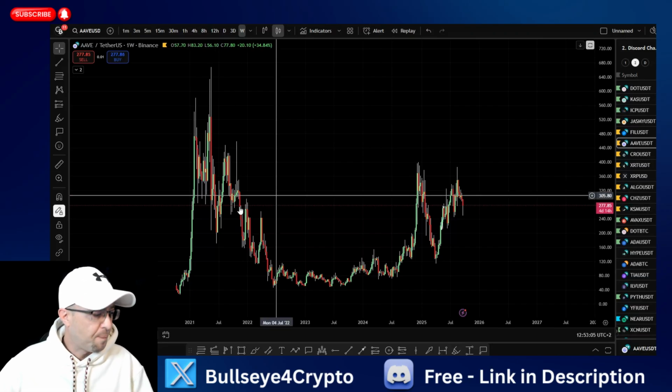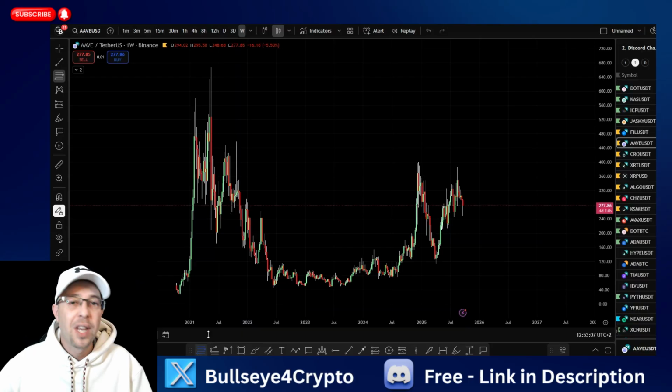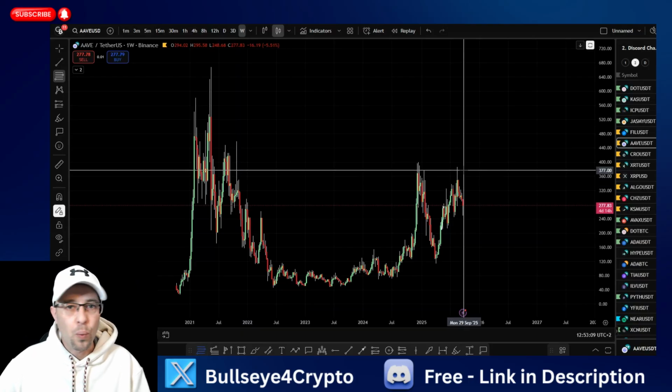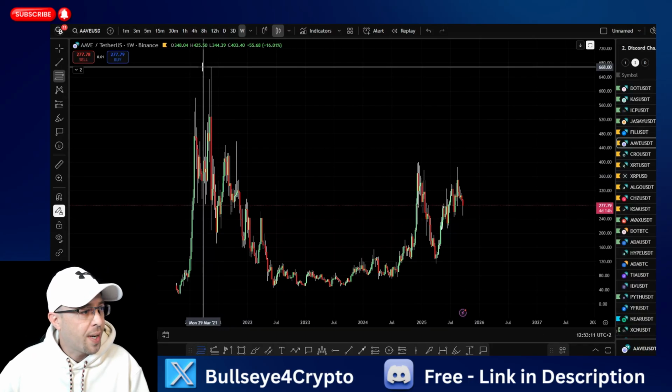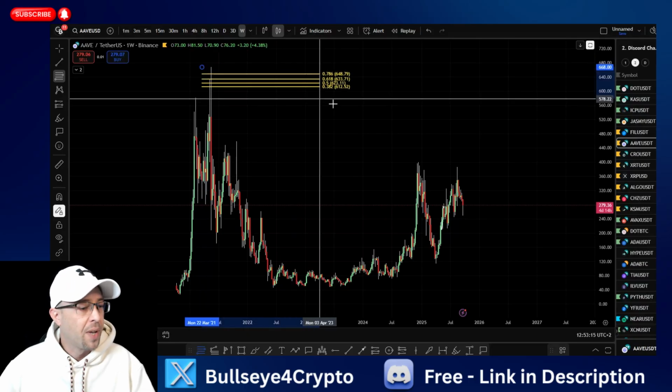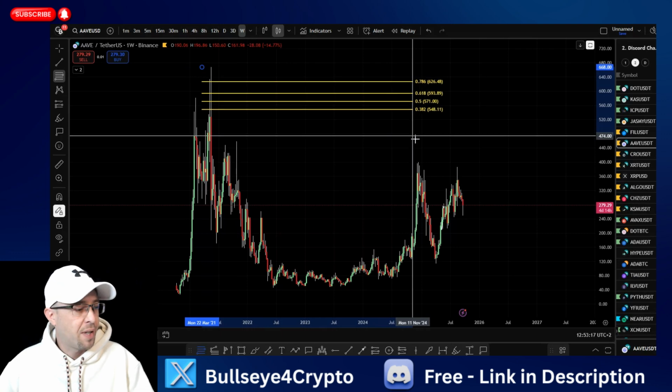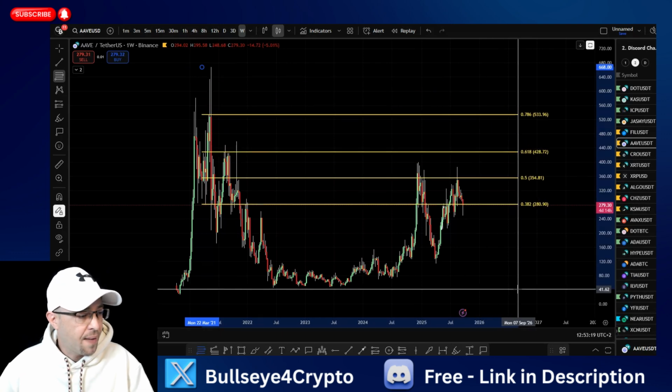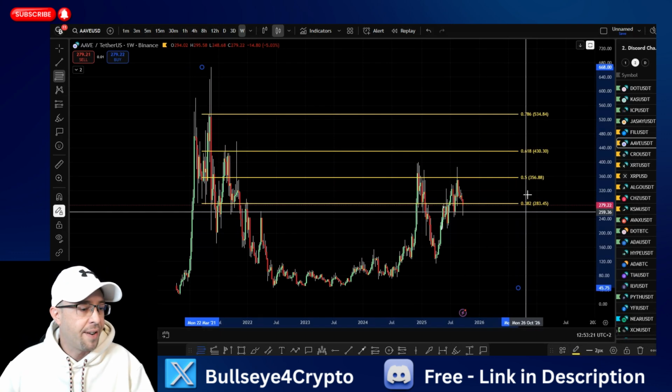First thing we're going to do, Fibonacci retracement tool. Where are we going to put this? This is the weekly. This is the 2021 bull market high. That's going to be your starting point for the retracement. You're going to pull it all the way back down to the bear market low. That's going to give you support and resistance barriers.